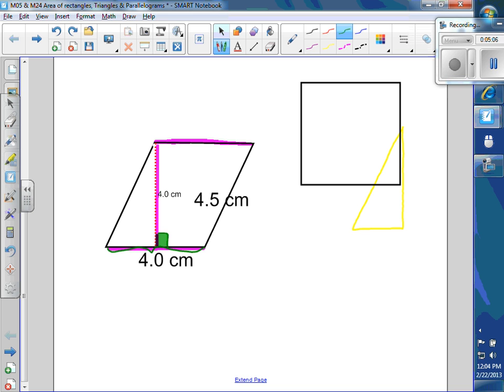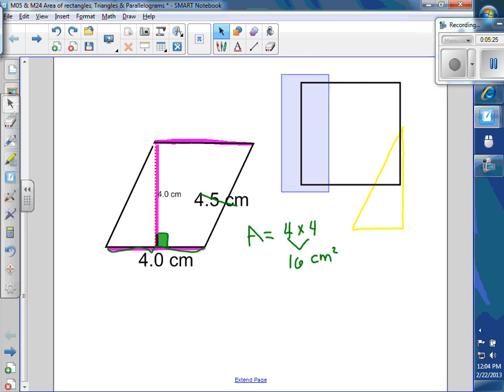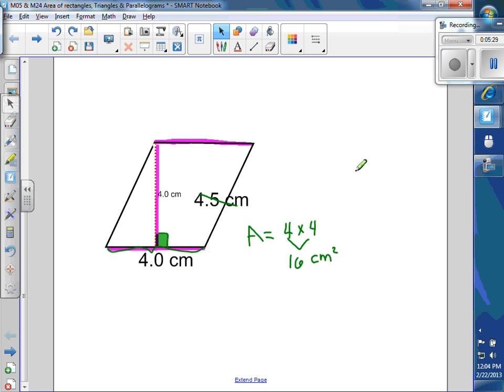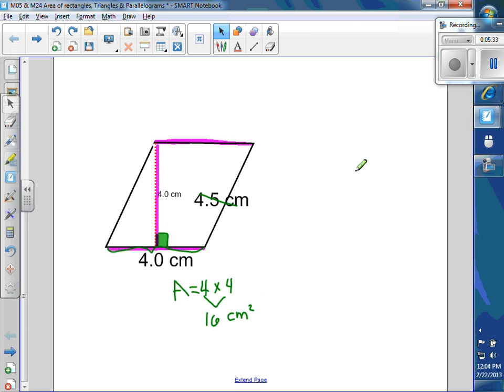So to find the area of this parallelogram, we never use the 4.5 for the area. We just use the base, which is 4, and the height, which is 4. And so the area of this parallelogram is 16 centimeters squared. So even though when you first learn area, we talk about cutting shapes up, after a while, we really want you to focus on being able to use the formula.